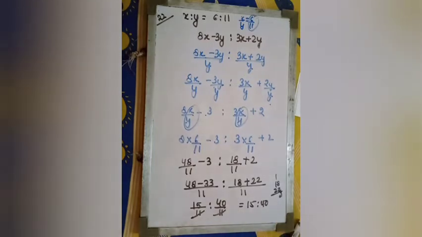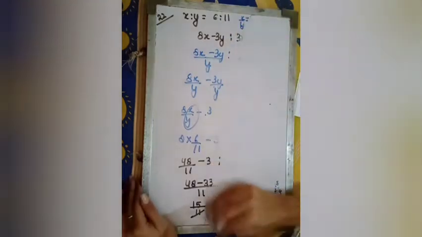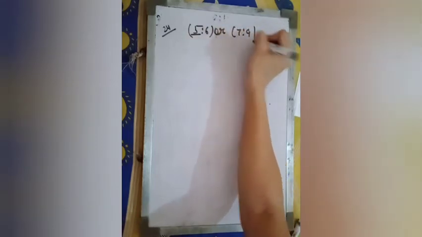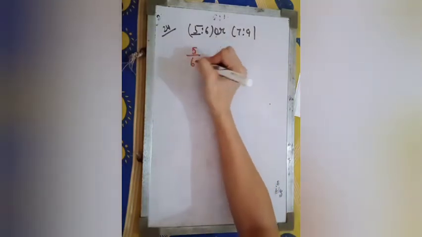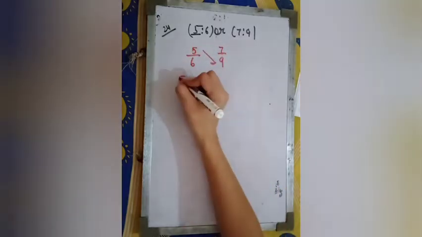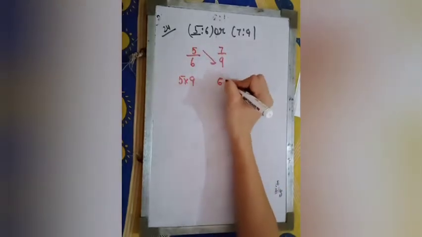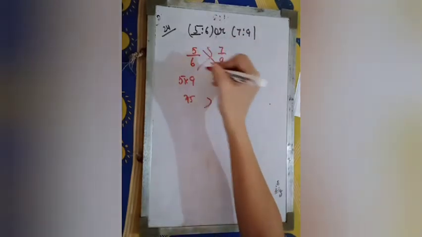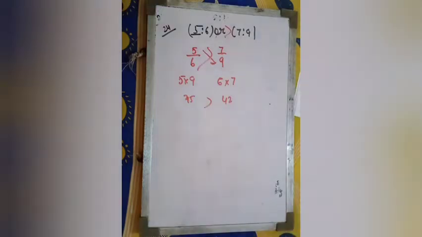You can do it. Next question, we have to find which ratio is greater. This is the last question of this exercise. 5 is to 6 or 7 is to 9, which is greater? How can we do this? Write it like this. Now do the cross multiply. First multiply this and then this. It will be 45 and this will be 42. So this is greater, that means this is greater.